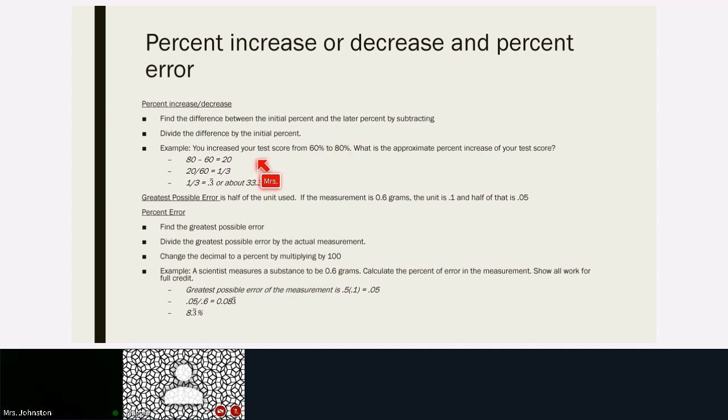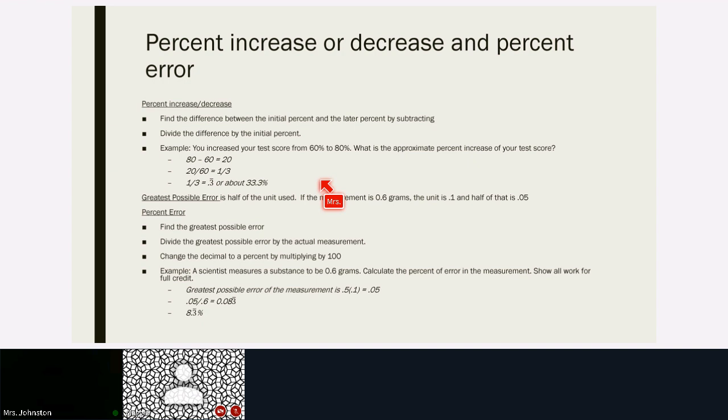So here's an example. You increased your test score from 60% to 80%. What is the approximate percent increase of your test score? Well, I'm going to take my 2 numbers and subtract them. The difference between them is 20, so I've gone up 20%. Then I'm going to put that difference over the initial amount, which was 60%. And here I've reduced it down to 1/3. So 1/3 is actually 0.3 repeating, or about 33.3%. So I've increased my scores by 33.3%.